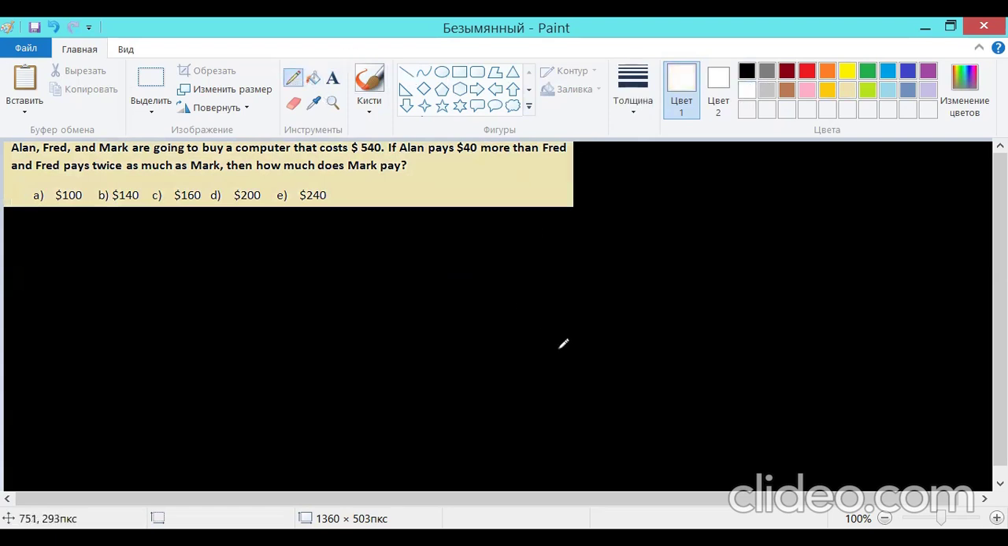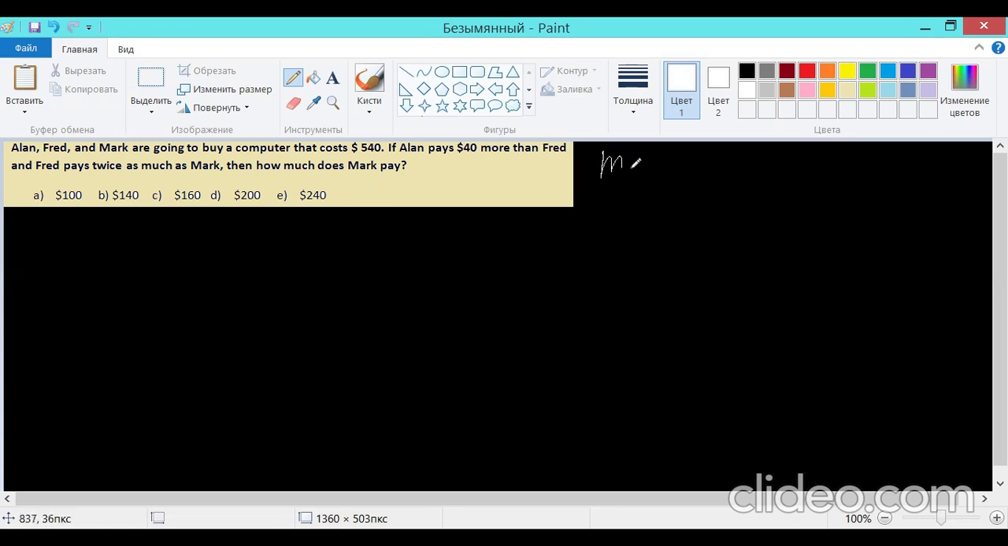So these 3 guys want to purchase a computer that costs $540. Alan pays $40 more than Fred, while Fred pays twice as much as Mark. So the question is, how much does Mark pay? You know, the golden rule of algebra in text questions is that what they ask you about should be taken as x. Let's follow this rule. They want us to determine the amount of money Mark is willing to pay in order to buy the computer, and let it be x.